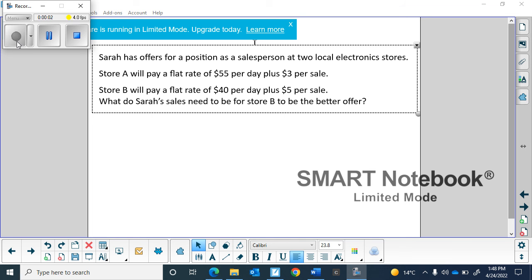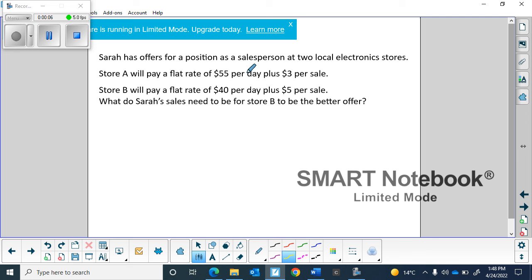All right, so looking at this word problem, the first thing that we want to highlight is keywords. Sarah offers positions as salesperson at 2 different electronic stores. That's just useless information. It's just telling us our situation, but it's not going to help us create equations. So now here we go.